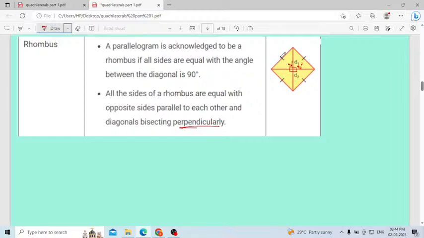In the rhombus also all the four sides are equal. You can name this one as A, B, C, D. All the four sides are equal. Then these two diagonals bisect perpendicularly, which means the angle between these two diagonals will be 90 degrees. When they bisect, it will become 90 degrees.